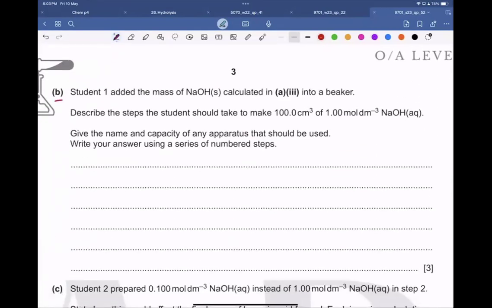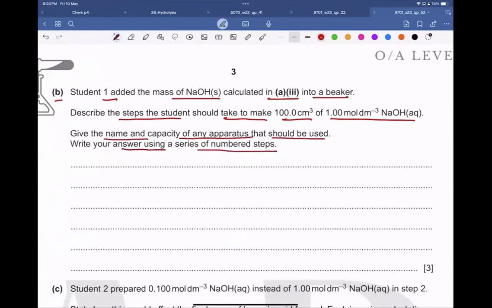B. Student 1 added the mass of sodium hydroxide calculated in A3 into the beaker. Describe the steps the student should take to make 100 centimeter cube of 1 mole per dm cube NaOH. Give the name and the capacity of any apparatus that should be used. You write your answer using a series of numbered steps. So, okay. It has added the mass into the beaker. Is my voice still lagging?